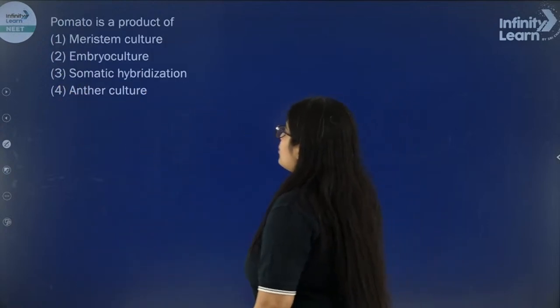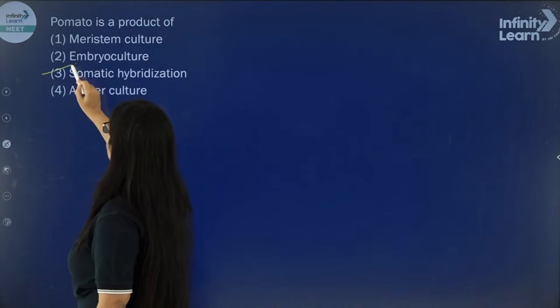Pomato is a product of somatic hybridization, where protoplasts of potato and tomato are fused. So pomato is a product of somatic hybridization.